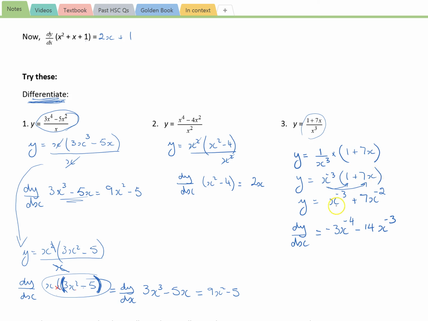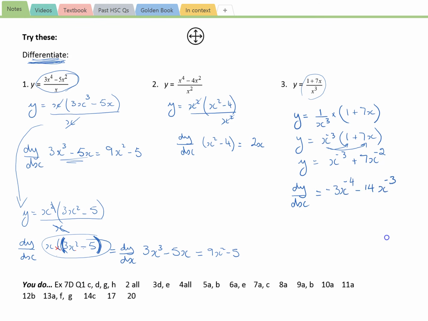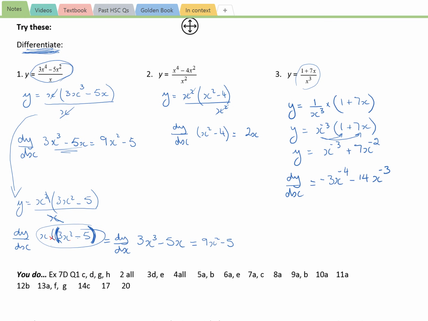So if y is equal to x to the minus 3 plus 7x to the minus 2, we're now ready to differentiate. So we bring the minus 3 to the front, subtract 1, goes to minus 4. Bring the minus 2 to the front, and it goes to minus 14, x to minus 3. If you need to correct your solution, then do that.